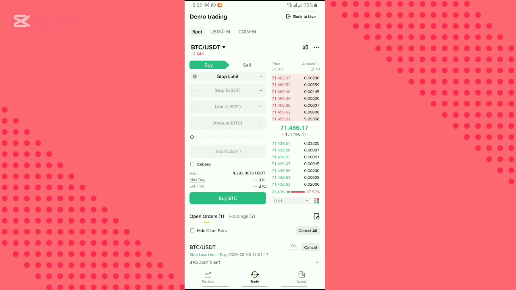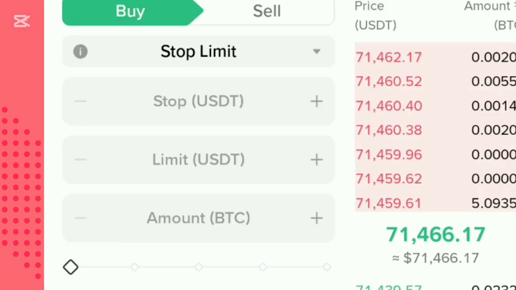By default, Binance usually shows limit or market order. To use stop limit, tap on the order type menu. Select stop limit. You will now see three fields: stop price, limit price, amount.